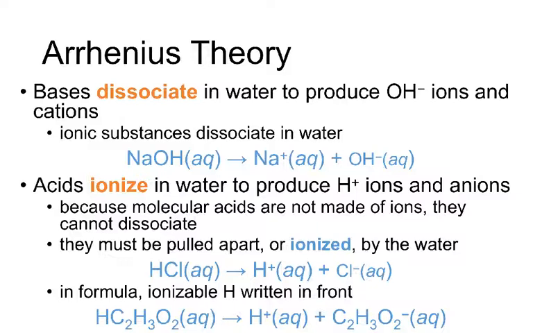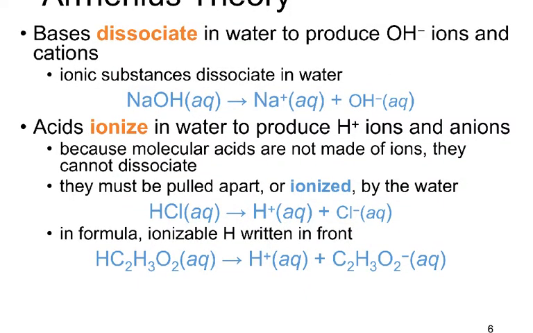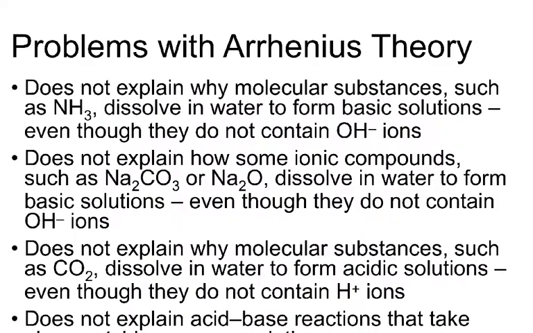Okay, let's dig a little bit more into Arrhenius theory. It says that bases dissociate in water to produce hydroxide ions and cations. So bases in Arrhenius theory are things that directly produce OH-. And then acids ionize in water to produce H+ ions. Molecular acids aren't made up of ions, and so they can't dissociate. We use the word ionize. They're pulled apart by the water. And like we said, the ionizable H or the acidic H is written in the front.